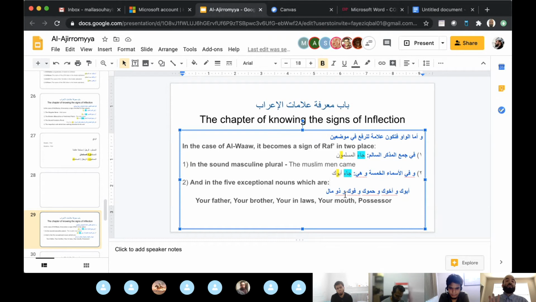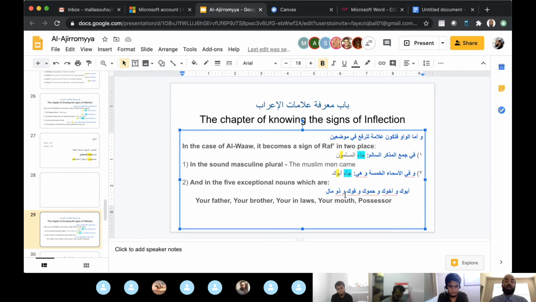But there are 5 nouns whose inflection is not by diacritical marks, but rather by letters, right? That is why we call them the 5 exceptional nouns, because they are an exception. They do not follow the default position of nouns.